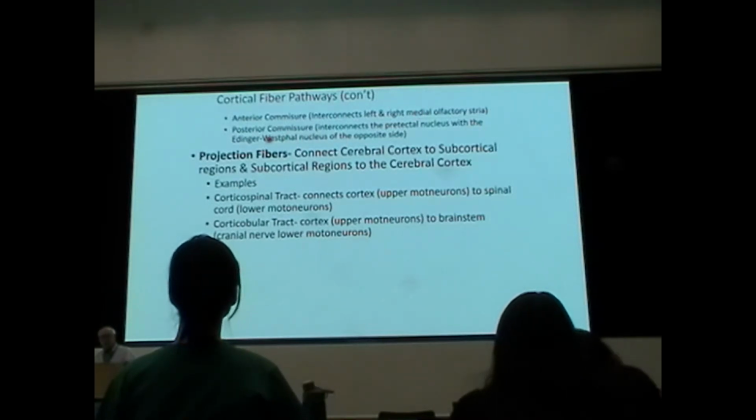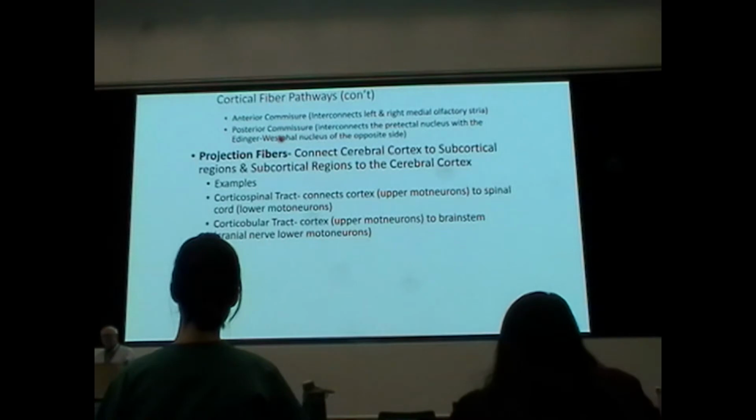Anterior Edinger-Westphal nucleus also is a nucleus that sends information into this ganglion referred to as the ciliary ganglion, but it sends it to the opposite side. Okay? It sends it to the opposite side.